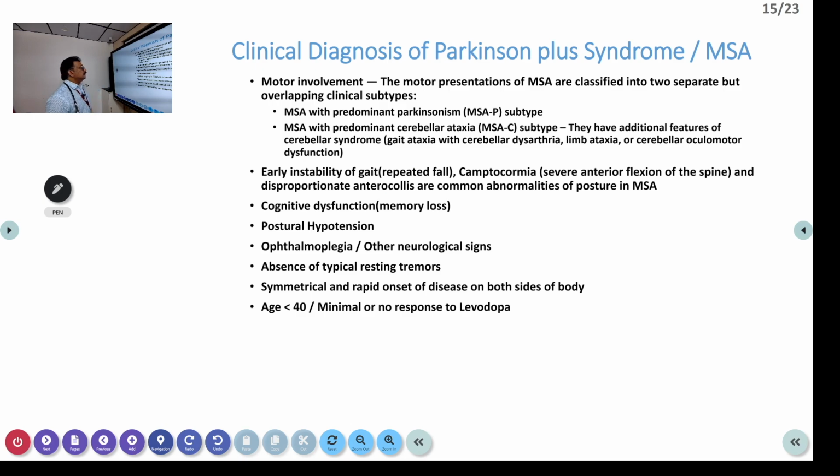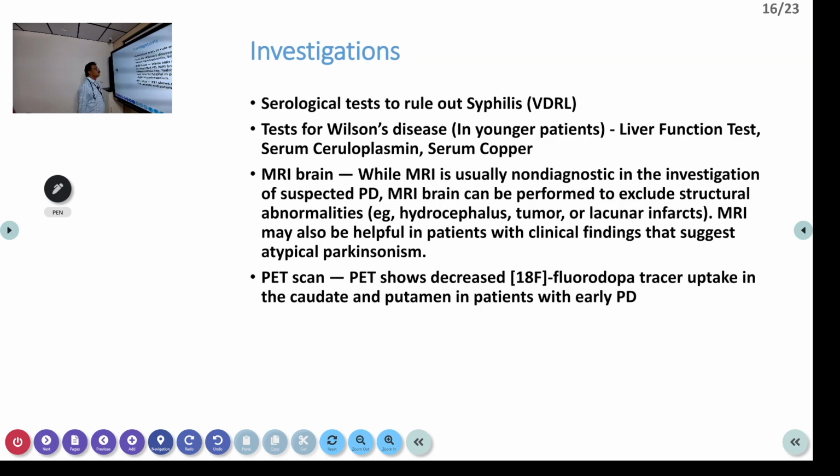Now, Parkinson plus syndrome, we have already seen that the most important feature will be associated findings. Patient can have, other than whatever we discussed in Parkinson disease, increased tendon reflexes, extensor plantar, spasticity, like that pyramidal tract or cerebellar signs, or other features like ophthalmoplegia, dysautonomia, not responding to your treatment. All these things are features of Parkinson plus syndrome.